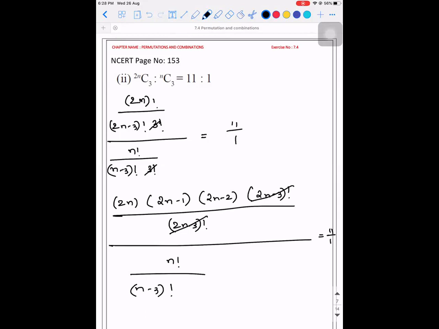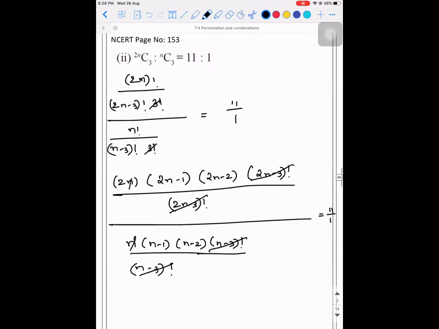So what will get cancelled? The n factorial we can write as n into (n minus 1) into (n minus 2) into (n minus 3) factorial. This and this will get cancelled. So n and n will get cancelled. Then from this you can take 2 outside, so you become 2 into (n minus 1). So this n minus 1 and n minus 1 will also get cancelled. Then what are you left with?